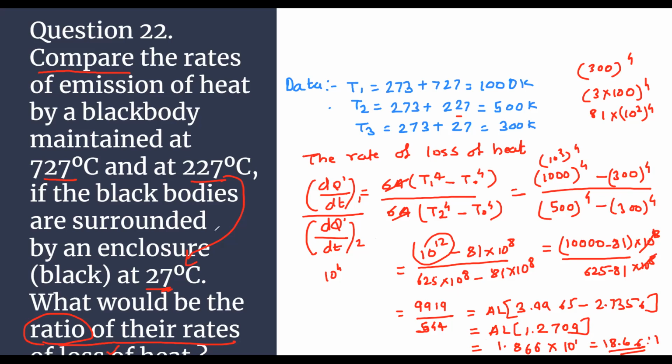This gives us the ratio of the rate of loss of heat, meaning how much loss happened after keeping the 727 body in the 27 enclosure, and how much loss after keeping the 227 body in the 27 enclosure. It's the ratio. So that's it. This is our final answer for question number 22.